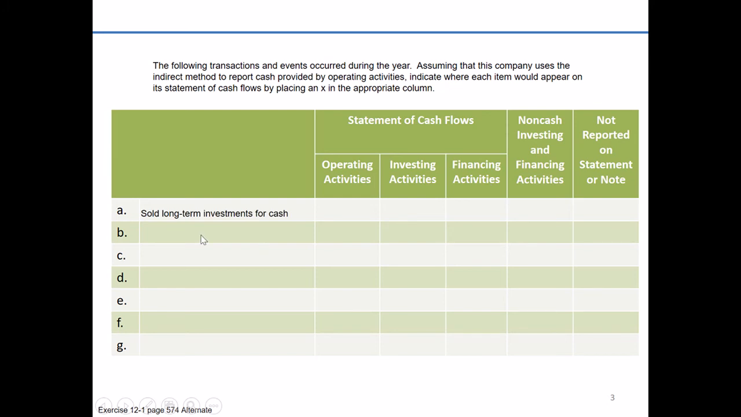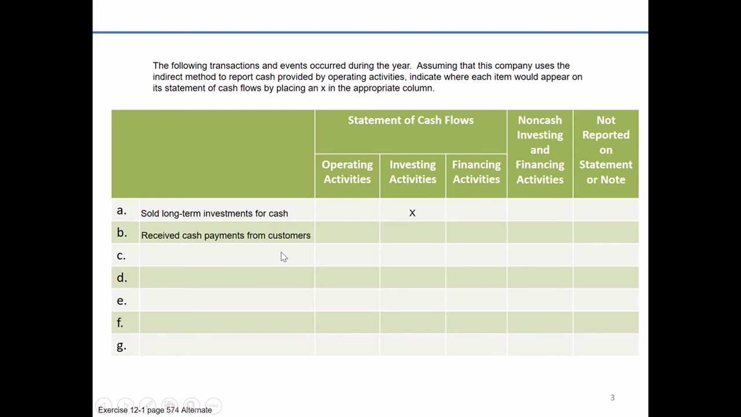Our first item is selling long-term investments for cash. So there is a cash impact, so we know it's got to fit somewhere within the first few columns. And this is a long-term asset. Long-term investments, keep in mind, it's not somebody investing in us. This is not common stock. This is maybe stock that we own in another company and we hold on to for a long-term basis until we made a sale here for cash. So that's going to fit within our investing category.